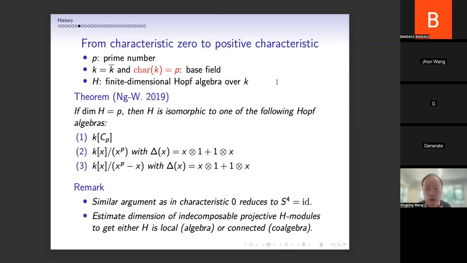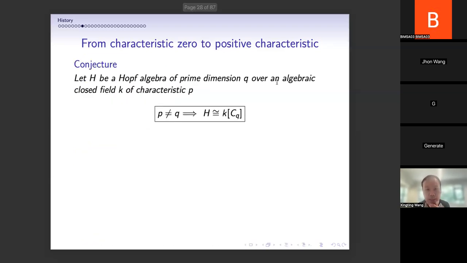The other approach is a representation theoretic approach to H. We actually estimate the dimensions of the indecomposable projectives over H. And since H has dimension P, that becomes a little bit easy. So we show that in this case, H is either local, meaning it has one simple module, or the dual of local, which we call a connected coalgebra, so the co-representation has one simple object. So that's how we get these three families in characteristic P.